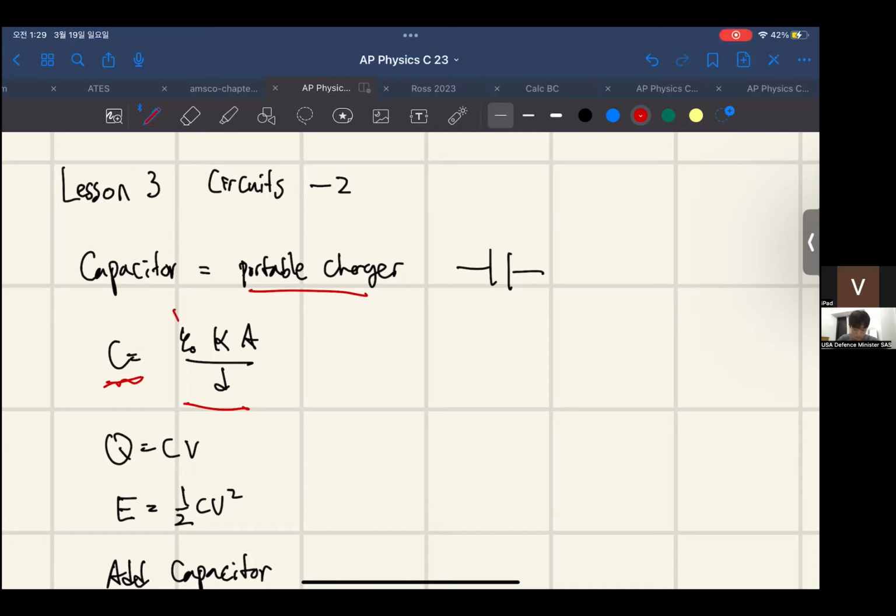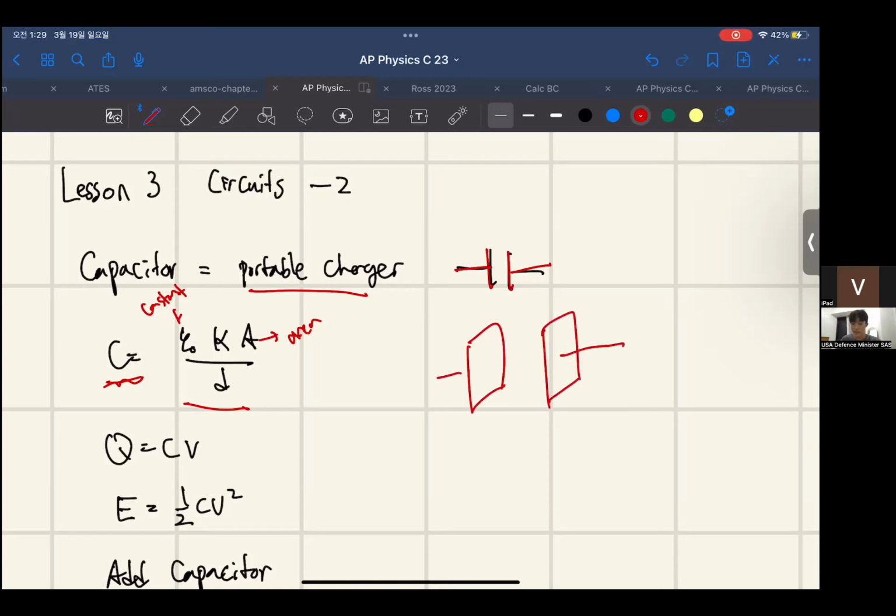Now, epsilon 0 is a constant. It's going to be given in your formula sheet, so you don't have to worry about it. Now, A is the area of the plates that you have. For example, a capacitor looks like this on a circuit. This is the symbol of a capacitor. And there's a reason why the symbol looks like this. It's because basically a capacitor literally looks like this.